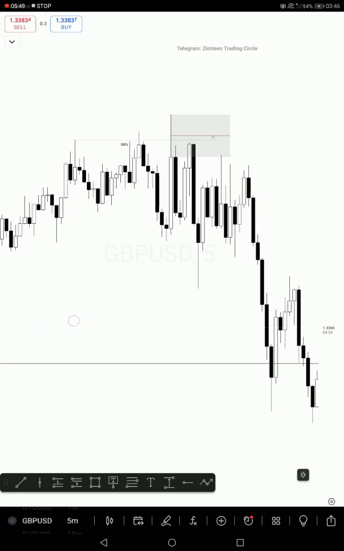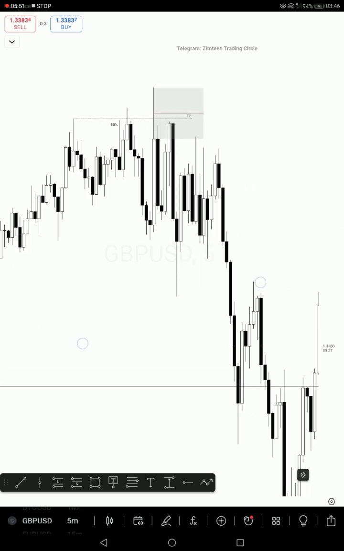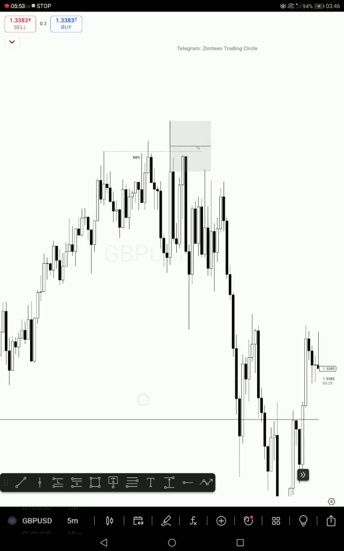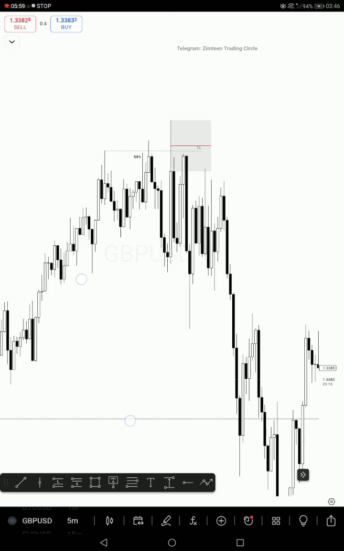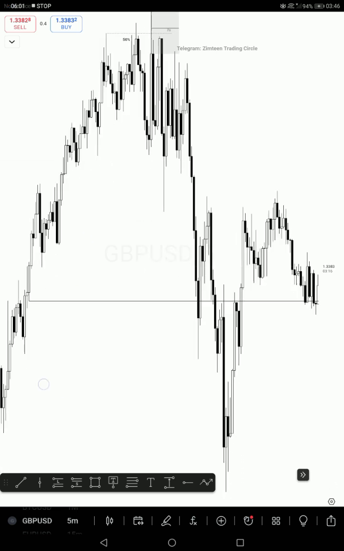So right here on our 5 minute time frame, remember our draw on liquidity. Our first draw on liquidity is this low right here, this 5 a.m. low, and our second draw on liquidity is our 1 a.m. low, which haven't been completed yet.